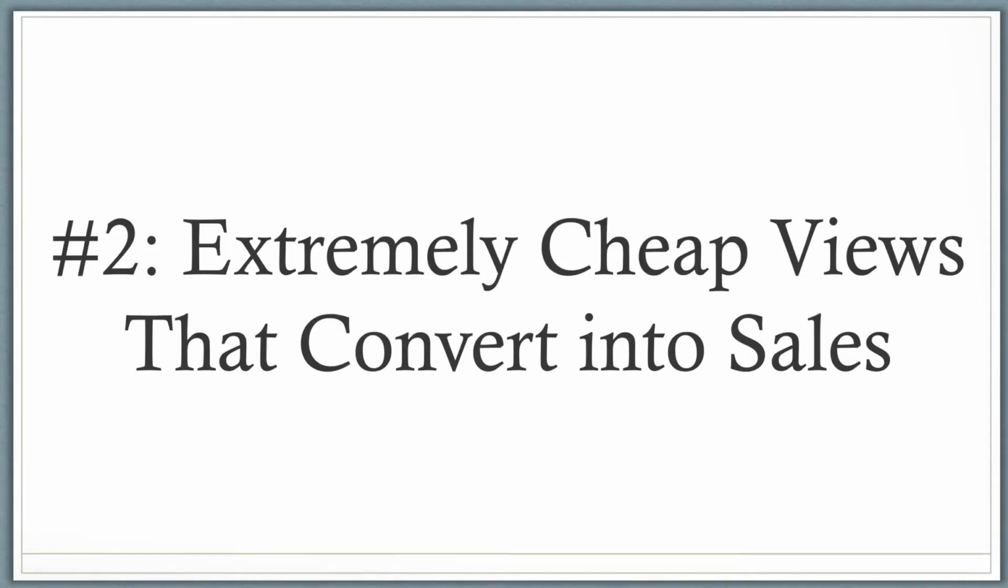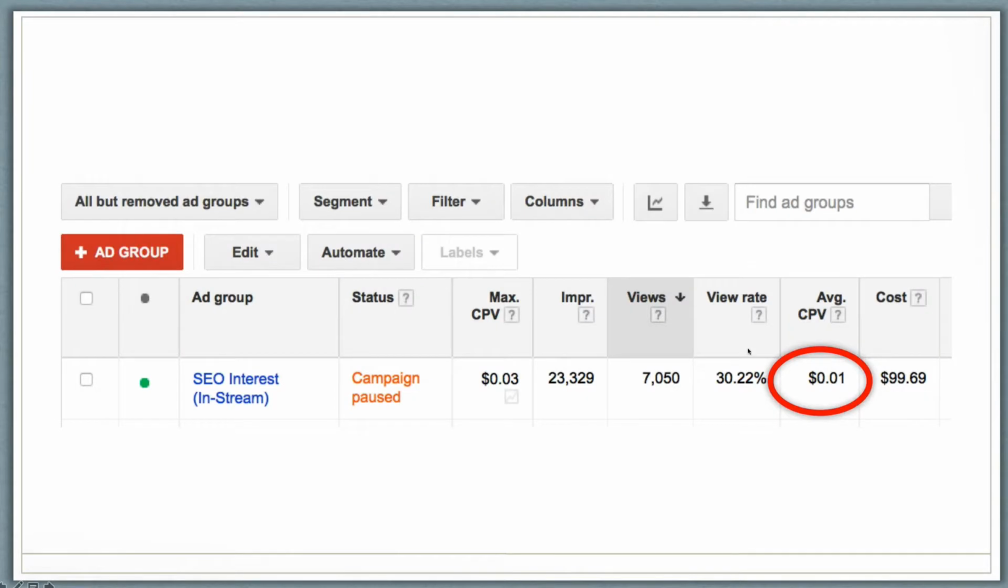Now, reason number 2 is these are extremely cheap views that do sales. So this is just a screenshot from one of my campaigns right here. I was actually targeting business owners who were interested in SEO, right? And you could see I was getting 1 cent views. And look at all these impressions. I got 23,000 impressions. I only paid for the views, so I paid 1 cent per view and was able to reach a massive number of business owners for practically nothing.